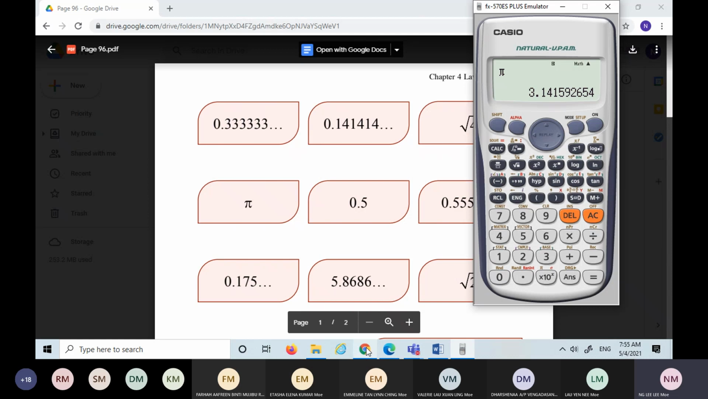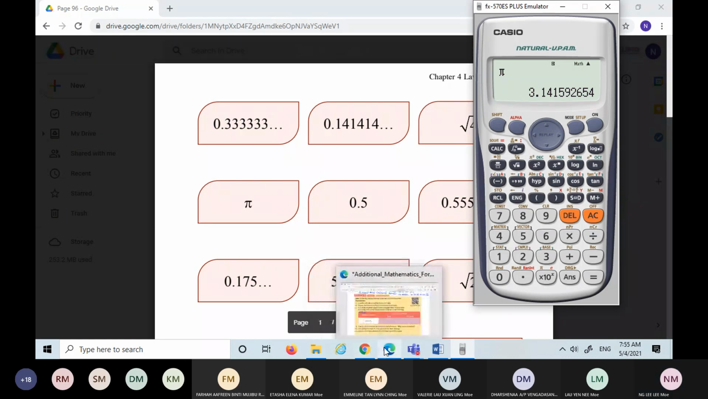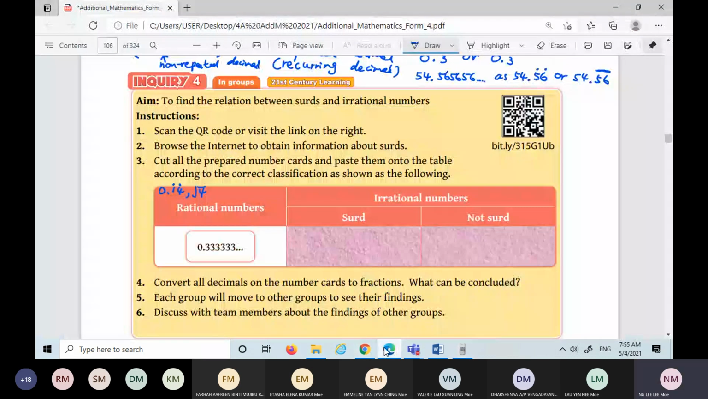Okay, so pi is an irrational number because of its non-repeated decimal. But under irrational number, there are surds and non-surds. Definitely pi is not a surd. Okay, so pi falls here. Okay, we continue.